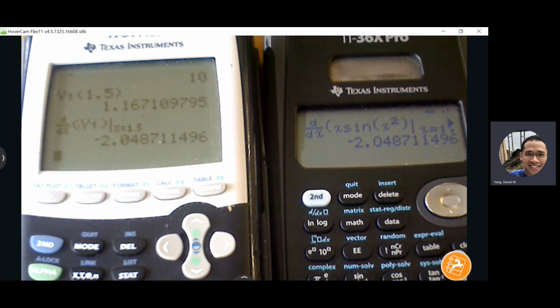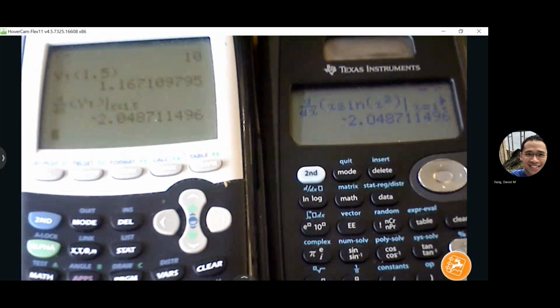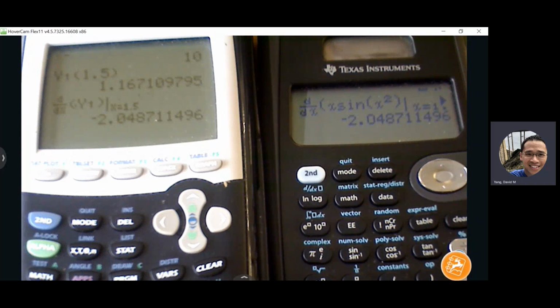So is the velocity increasing or decreasing? Yeah. So we talked about how velocity increasing or decreasing is just another way of saying is acceleration positive or negative. So a of 1.5 is negative 2.049, which is less than 0. So velocity is decreasing at t equals 1.5.